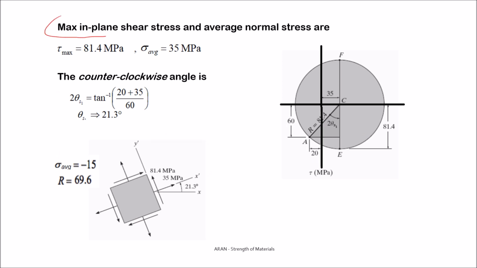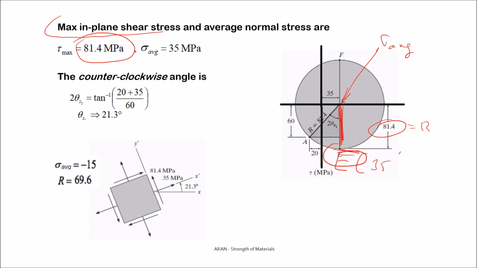The maximum in-plane shear stress is at point E over here. Well, its value is the radius of the Mohr's circle. That is 81.4. And the sigma on the surface is the sigma average. So for point E, the components are 35 and 81.4. Okay, the next step is I have to determine the orientation of this plane.